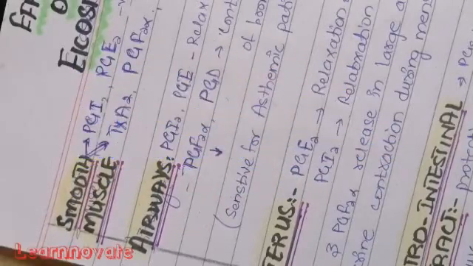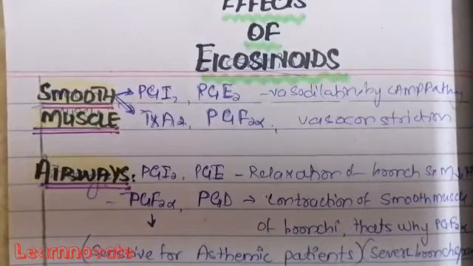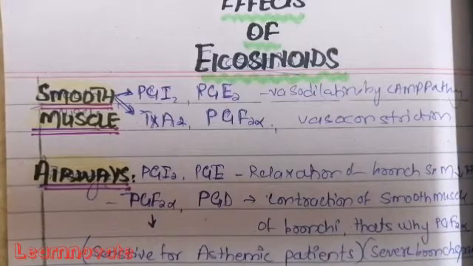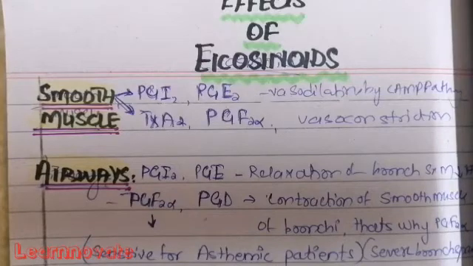In this video, we are going to discuss the effects of eicosanoids, which include prostaglandins and thromboxanes, on the different types of organs and smooth muscles in our body. Starting from the eicosanoids that we have discussed, they include the prostaglandins I2, E2, F2 alpha, and different types of leukotrienes, which include the leukotrienes A4, B4, C4.